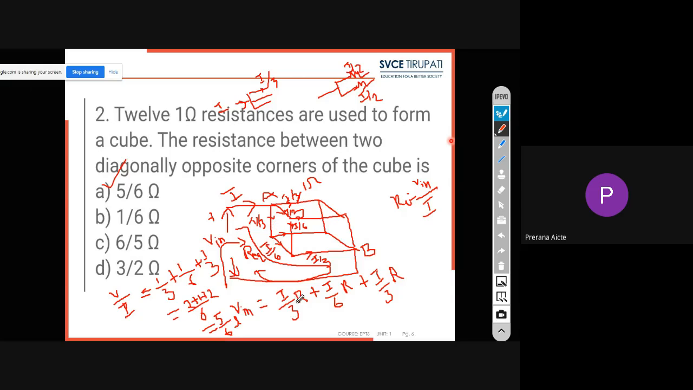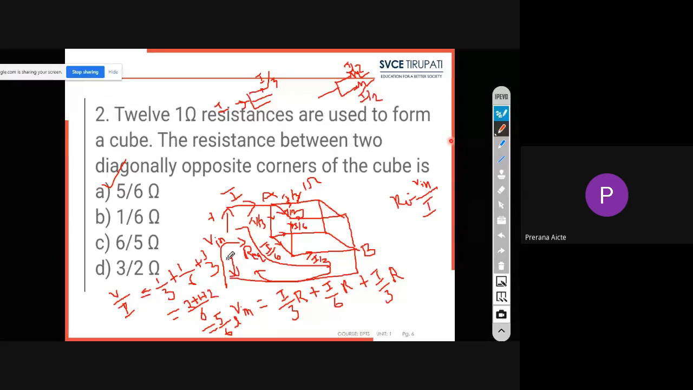I by 3 into R. Now this current is again moving to this branch. What is this branch voltage drop? I by 6 into R. Yes or no? Then it will be moving like that. What is this branch drop? I by 3 into R. So they have given clearly, R value is how much?